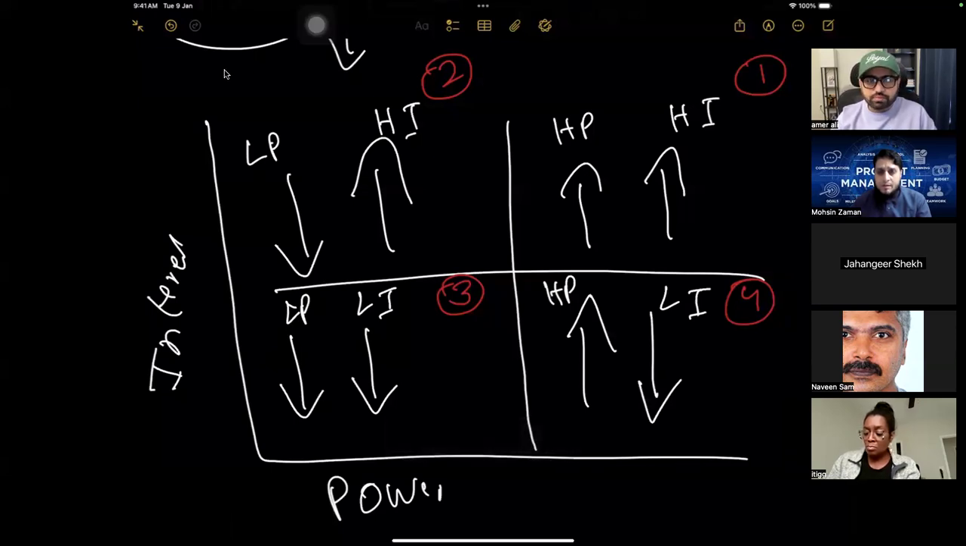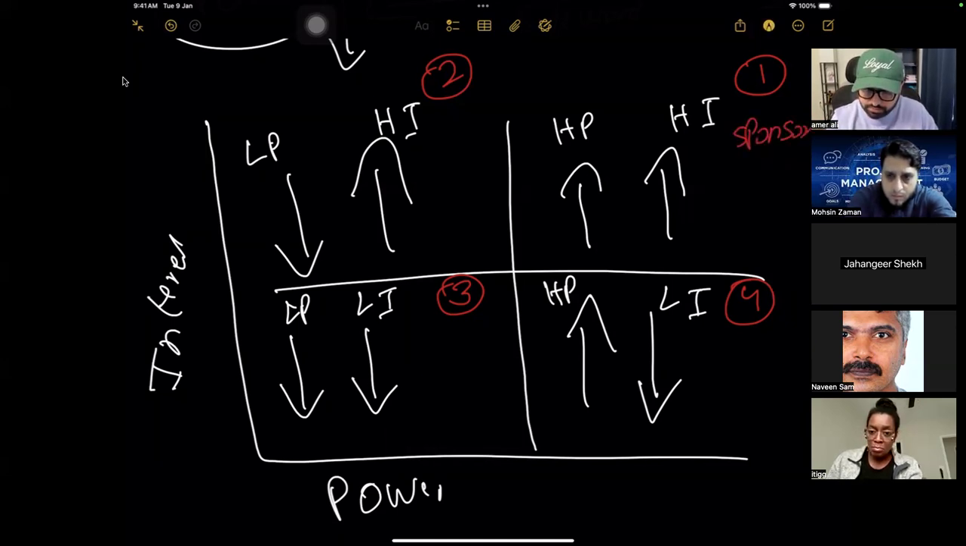Sponsor, PM. Name them. Program manager, etc. No, name them, not internal, external. Name them. Sponsor. Okay, let's put sponsor here. Who are the stakeholders who have low power but very interested?